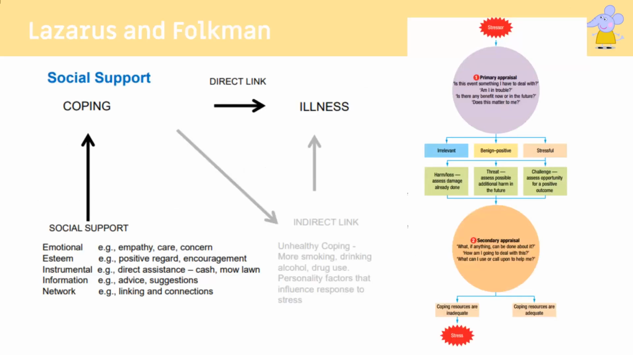And this is just a thing that you will need to know, Lazarus and Folkman. It talks about how social support has direct links to illness and indirect links, and how it all links together. And then also primary and secondary appraisal. If you do psychology 3-4, you'd have come across it. I don't think we necessarily went into detail, so I won't comment on that. But it's a good diagram that explains it.